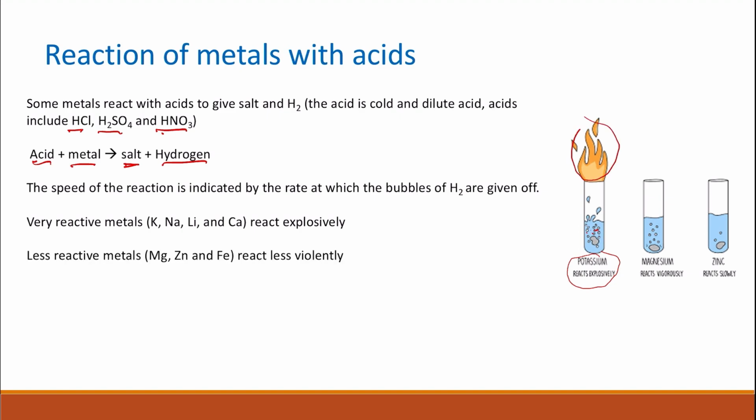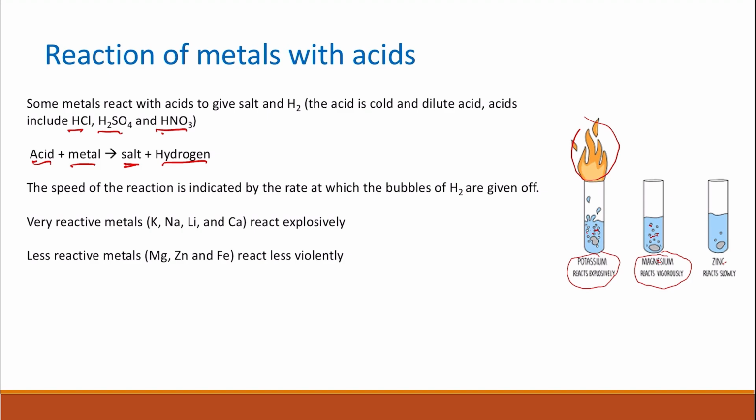And then less reactive metals like the ones in the middle of the reactivity series, like magnesium, zinc, and iron, will react less violently. Notice that magnesium here will react less violently, and it's more reactive than zinc, so magnesium will have more bubbles. The rate of the reaction will be higher than the rate of the reaction of zinc with the dilute acid.